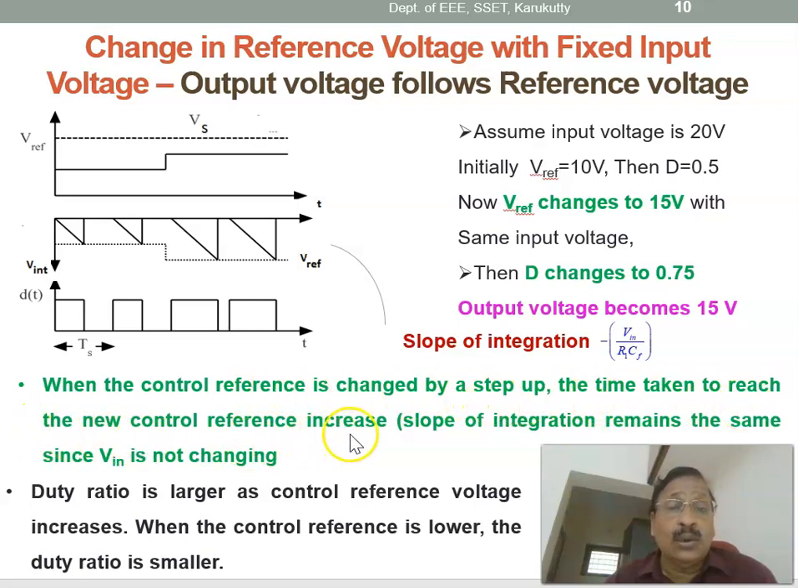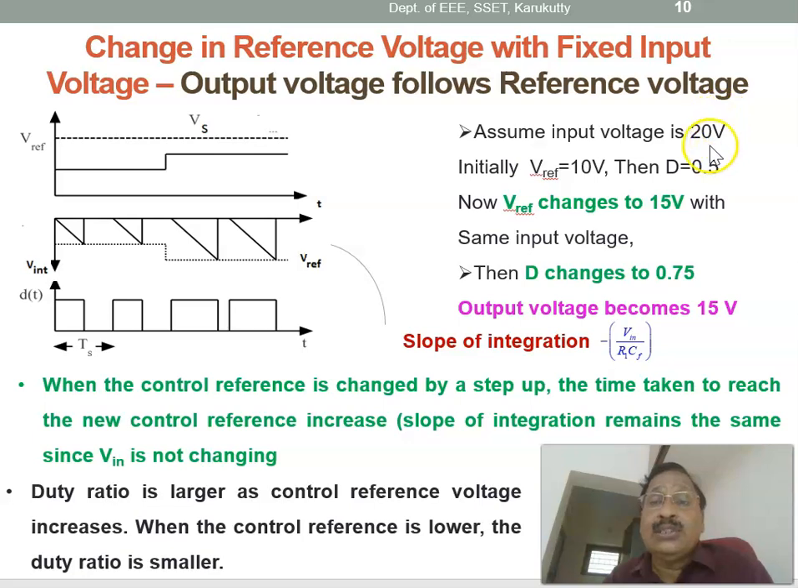Therefore, when the control reference is changed by a step, the slope of the integration remains the same, but more time is taken to reach the new control reference signal, meaning that the on period will be increasing and the off period will be reducing, or the duty ratio will be increasing. The duty ratio is larger as the control reference voltage increases. When the control reference is lower, the duty ratio is lower. As an example, assume the input voltage equals 20 volts. Initially the reference voltage is equal to 10 volts.